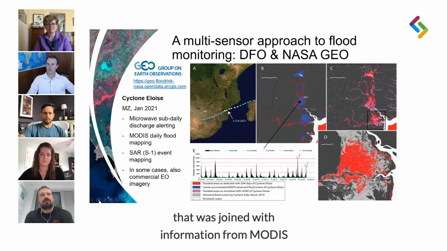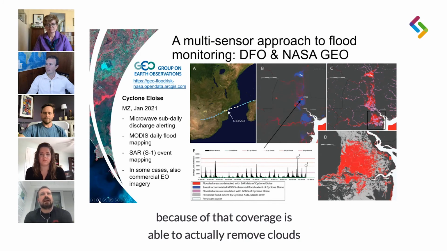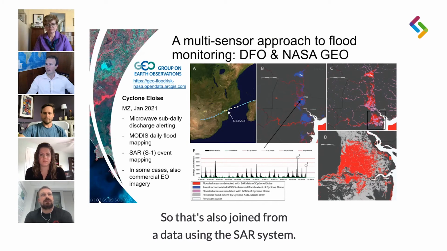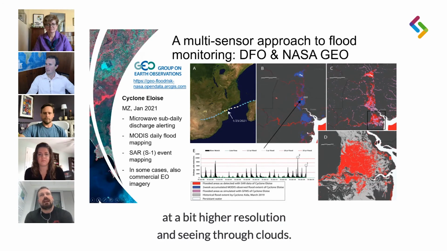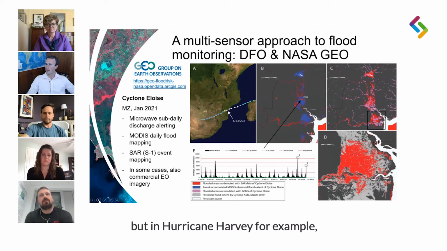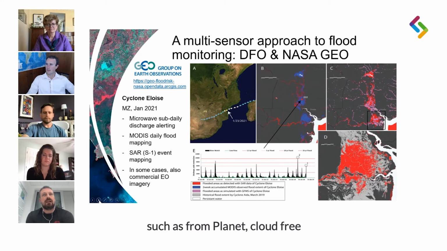That was joined with information from MODIS, an optical satellite that NASA has that is able to map floods also twice daily. Because of that coverage, it's able to actually remove clouds on a weekly basis. So that's also joined with data using the SAR system. This time it was a European Space Agency system, Sentinel-1, for event mapping at a bit higher resolution and seeing through clouds. And in some cases, not in this particular case, but in Hurricane Harvey, for example, we're also able to use commercial satellite data, such as from Planet, Cloud3, and other systems to complement that data.